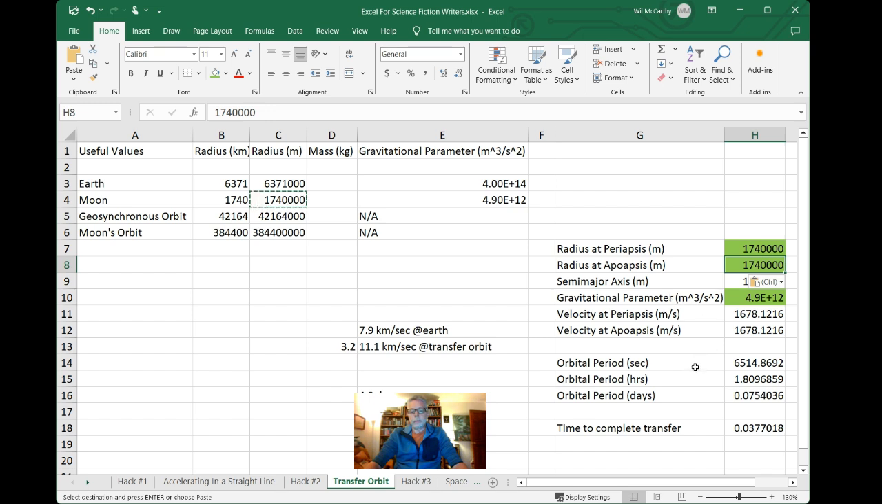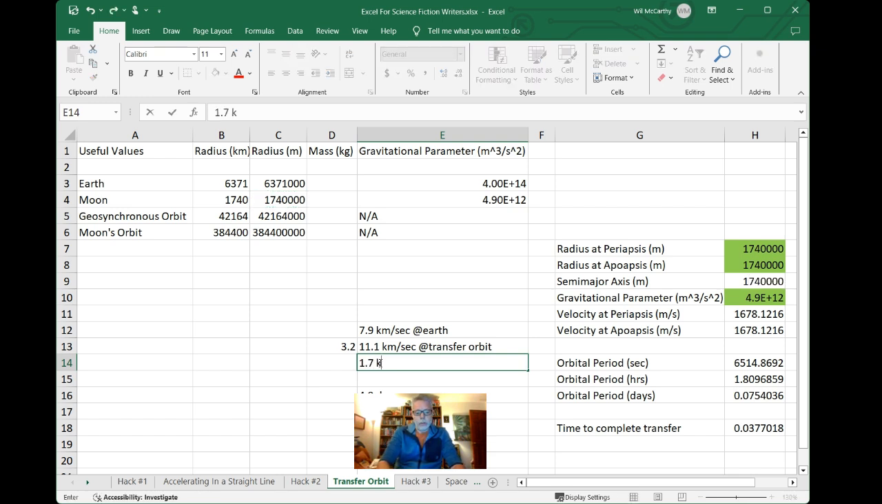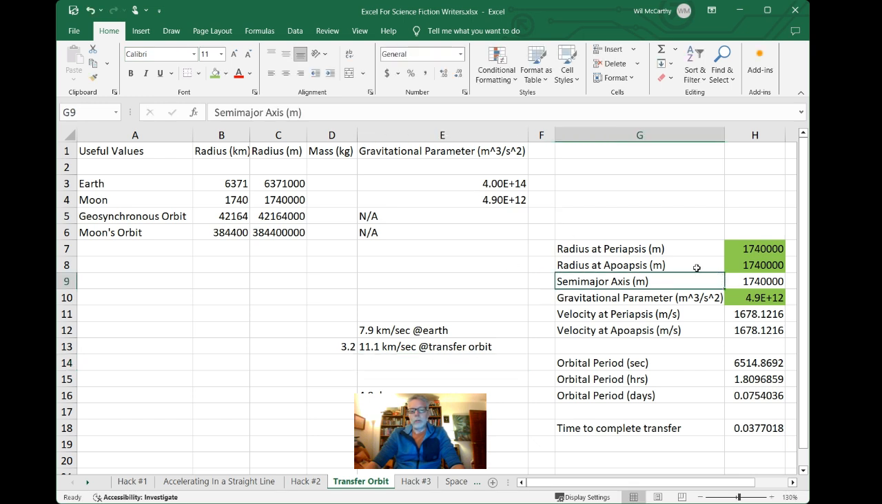And now you see that our velocity at periapsis and our velocity at apoapsis are both the same. They're 1.6, 1.7 kilometers per second at the moon. So 1.7 km per sec at, oh, hang on a sec, I skipped a step. Let's undo a couple of things here. It won't let us undo, okay.